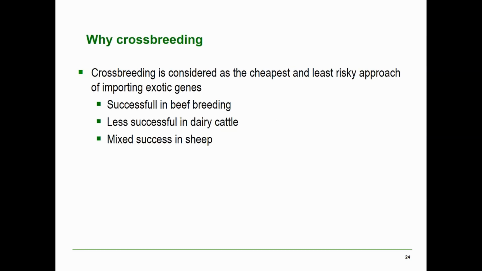So we have the exotic breed that you know would not survive in your conditions. But you import a few males of this exotic breed and breed them to your females, and then you have a crossbred, which hopefully has the properties of the native breed in terms of survival and some of the properties of the exotic breed for production. In beef cattle, this approach works very well.